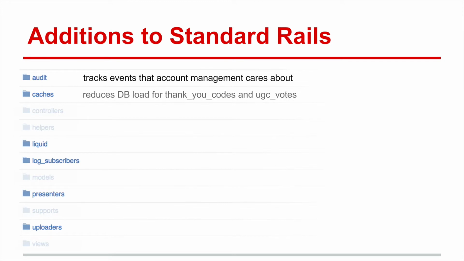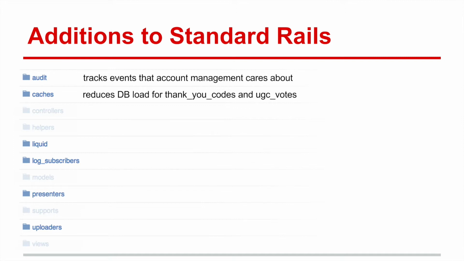The caches folder really only helps out in two locations. First, the thank you code management. So every time a user submits a form, we remove a thank you code from the Redis cache. And for managing the count of the UGC votes. It turns out that if we try to update the vote counter in the MySQL database every time somebody submits a vote, we incur some major performance hits. So we have a Redis cache for that.